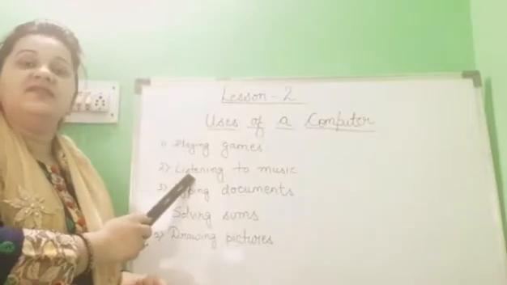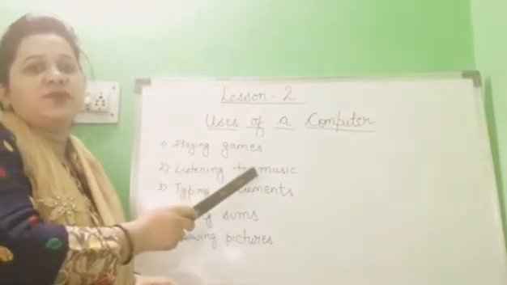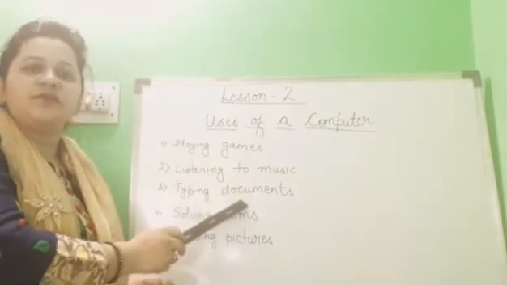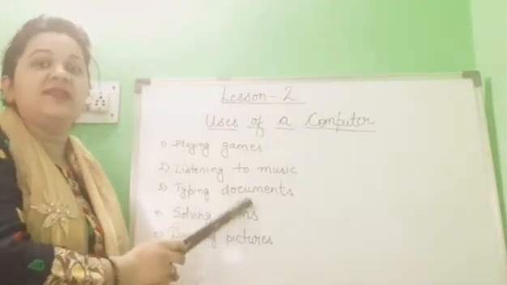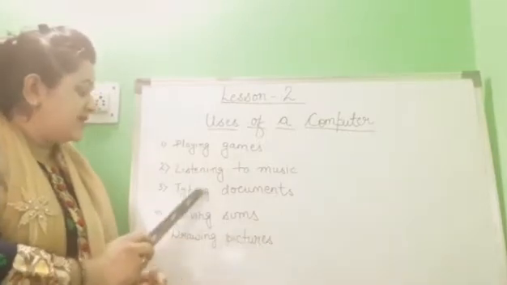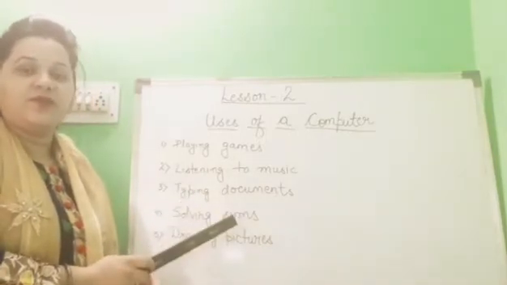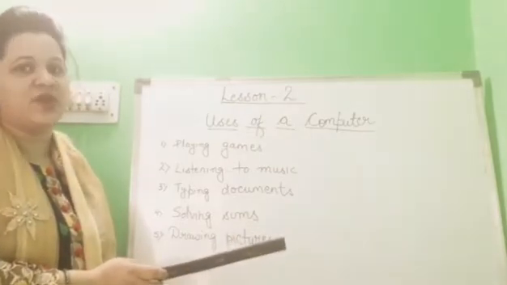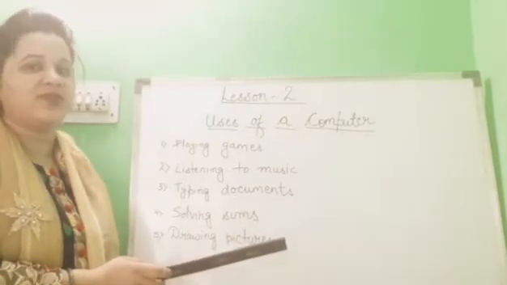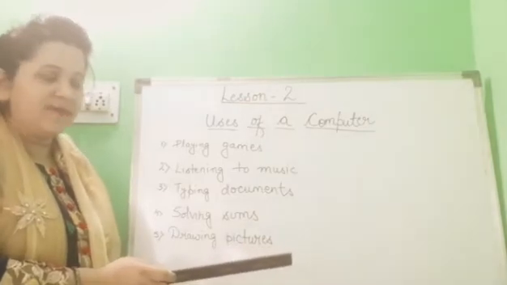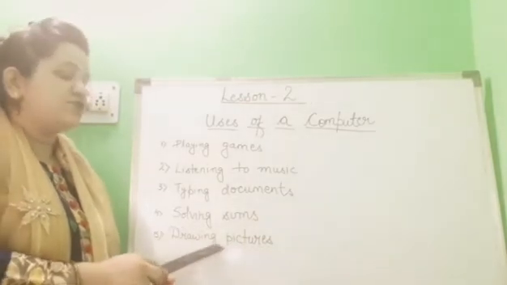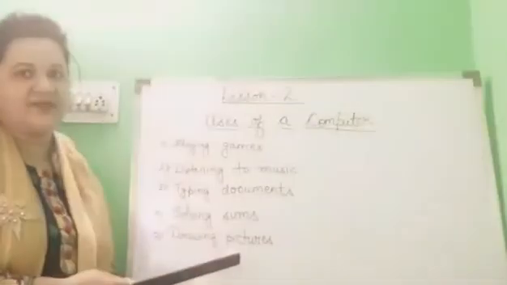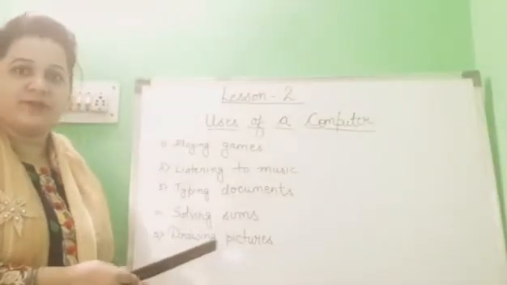Next, we can listen to music which is stored on a computer. Next, it is used for typing documents. Documents could be anything, like a letter you can type, okay? Next is that a computer is used for solving sums. You can solve math problems on it, like addition and subtraction. Addition means plus and subtraction means minus, okay? Next, it can be used for drawing pictures. You can draw any picture on it and you can color on it. Isn't it a great use of a computer?